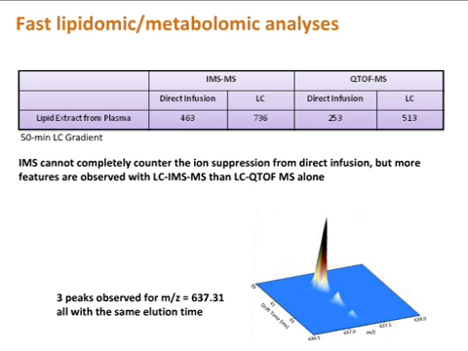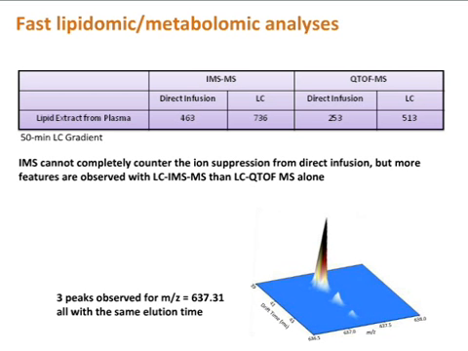And what we did for this study is we extracted lipids from plasma and then did direct infusion and LC with both the IMS and then just the QTOF MS. And we were able to see quite a few more lipids with the IMS, with the LC attached. And we were also able to see almost the same amount of lipids with direct infusion into the IMS as with LC into the QTOF MS.